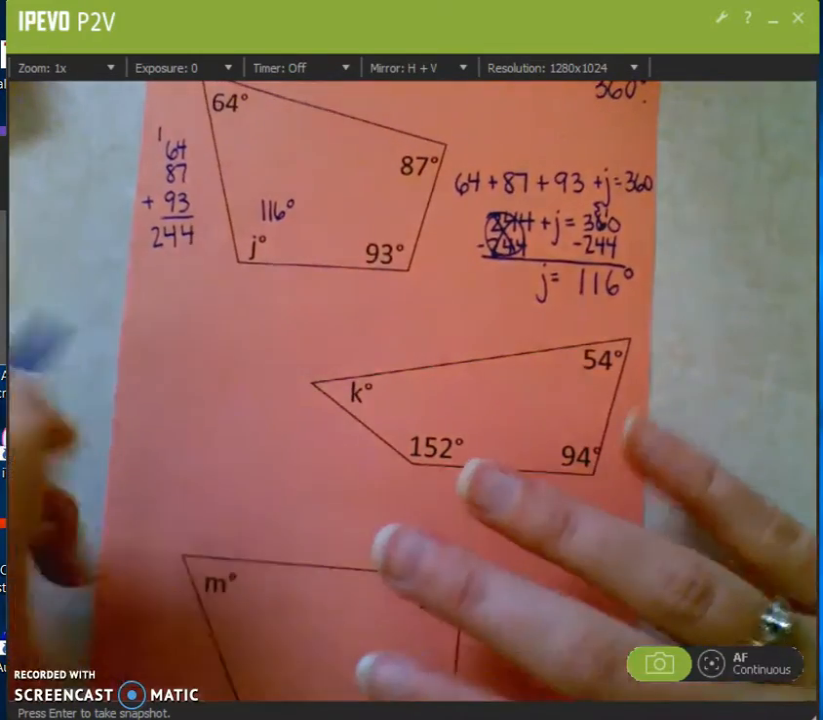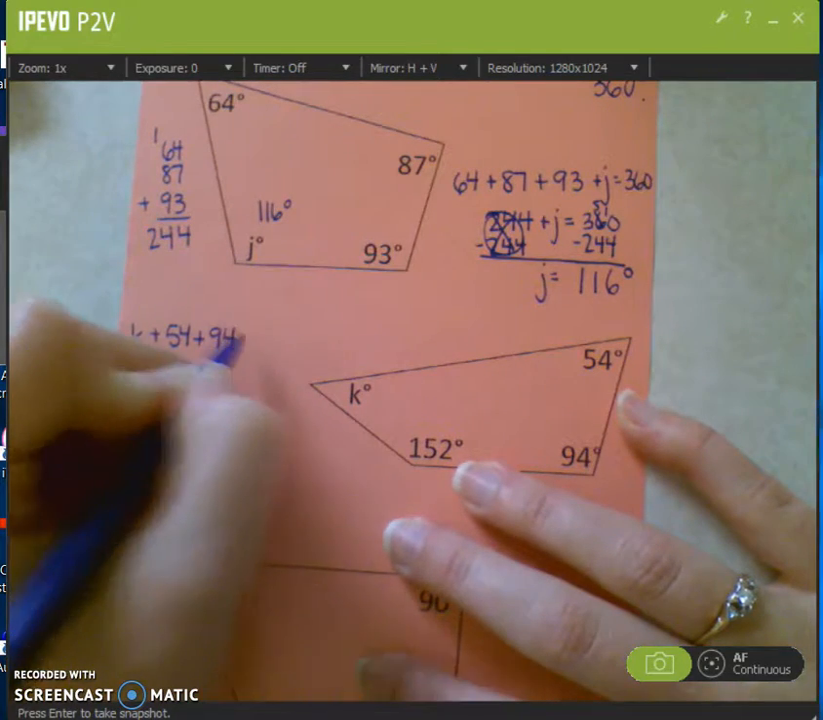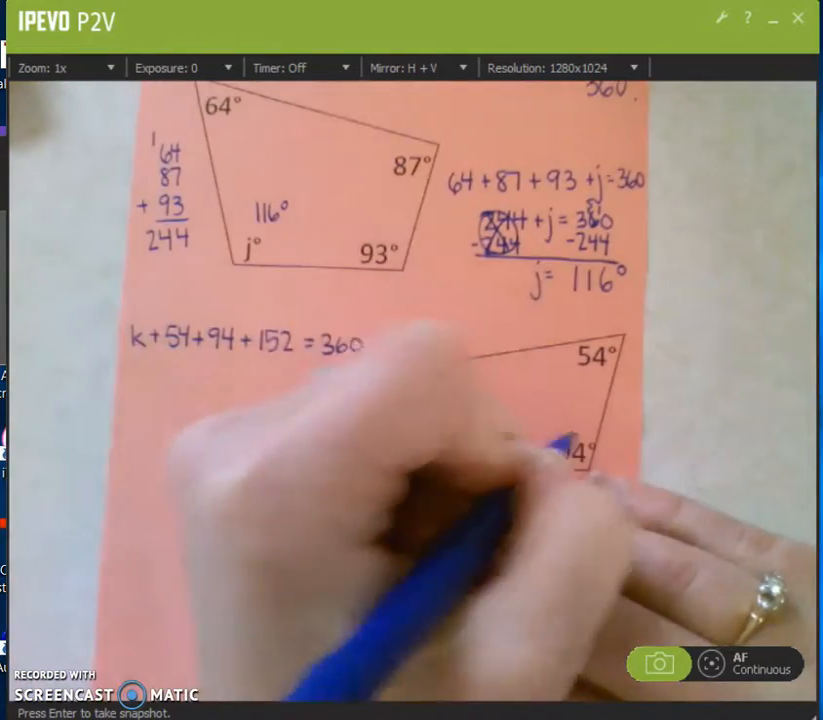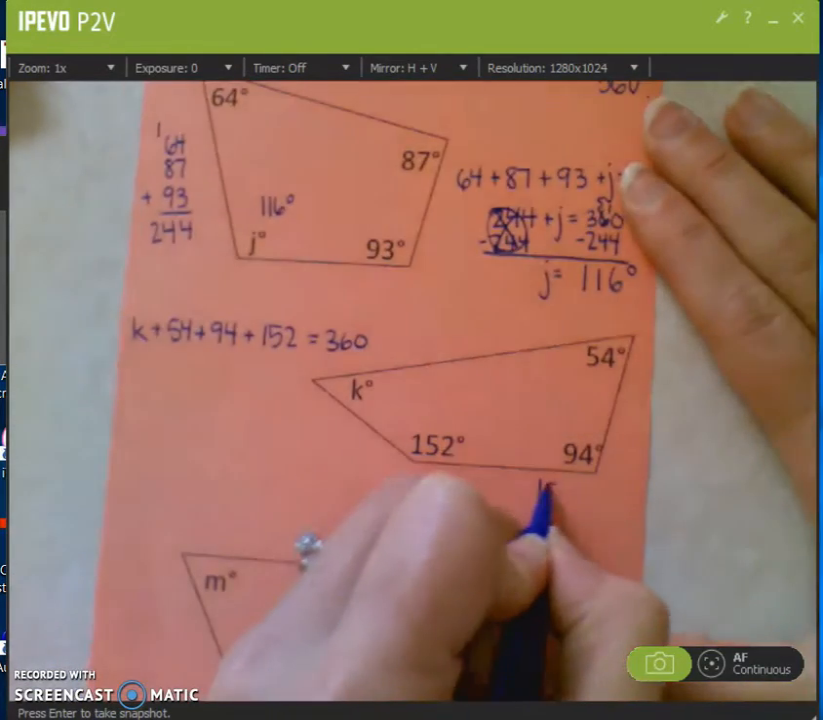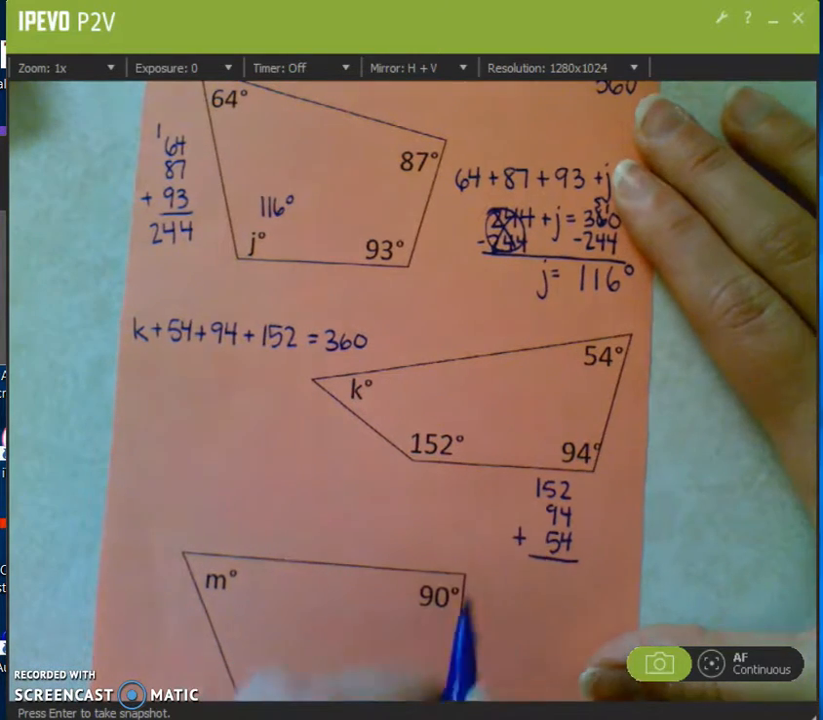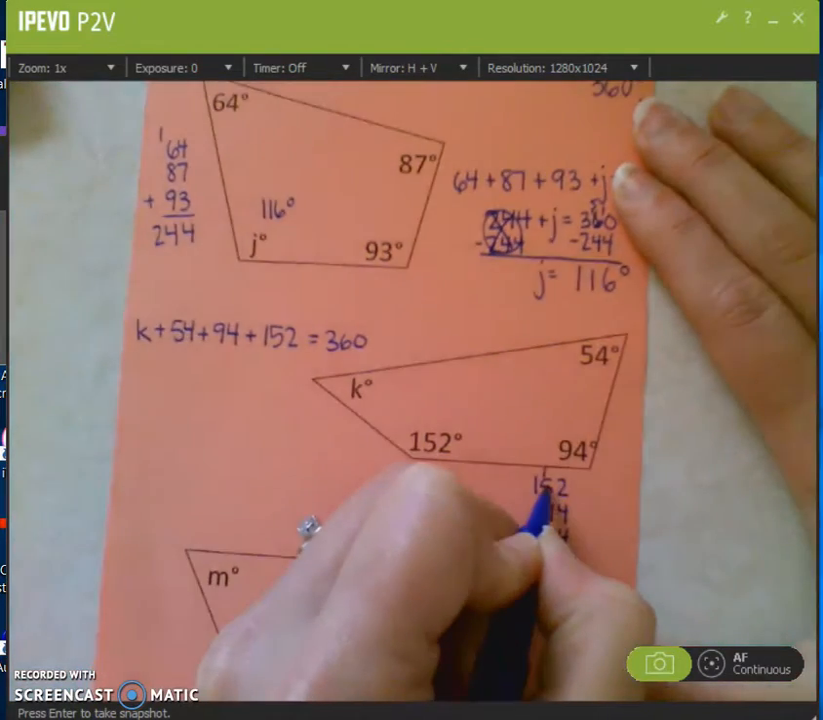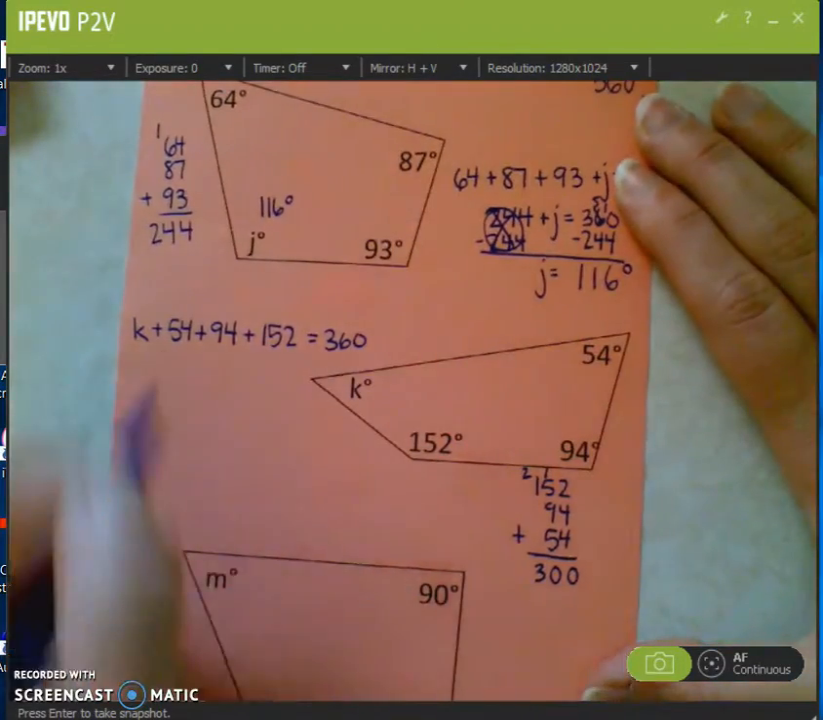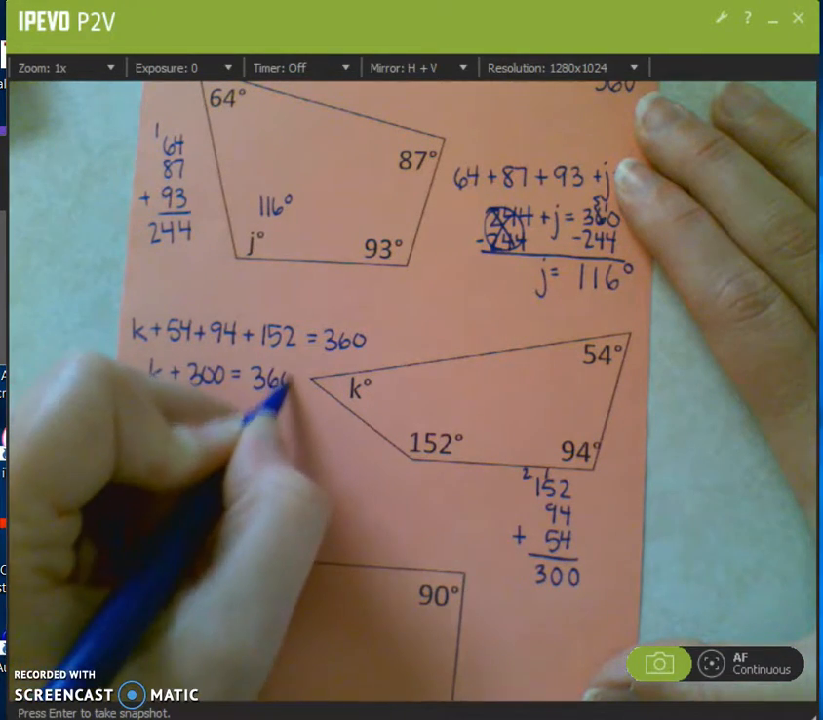When I look at the next one, I've got k plus 54 plus 94 plus 152 equals 360. Because the sum of my angles in a quadrilateral should be equal to 360. So I'm going to do that math off to the side here, the addition part at least. And 2 plus 4 is 6, plus 4 is 10. 1 plus 9 is 10, plus 5 is 15, plus 5 is 20, so carry my 2, and 2 plus 1 is 3. So I've got k plus 300 equals 360.